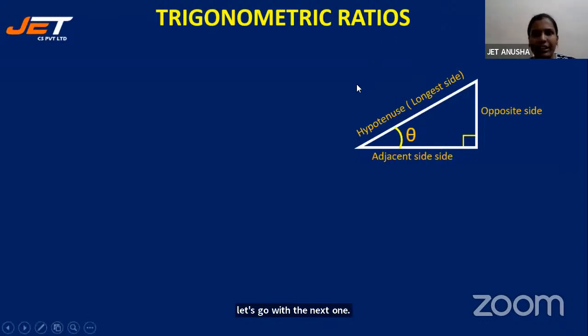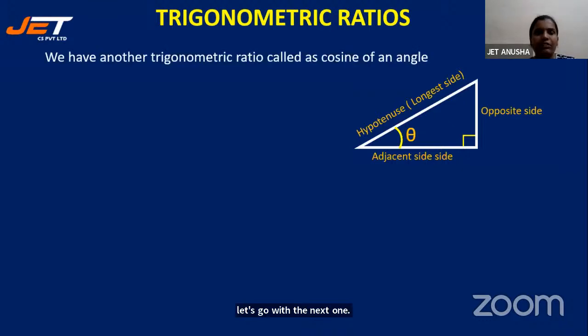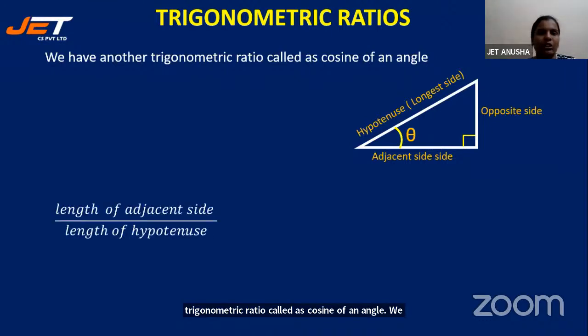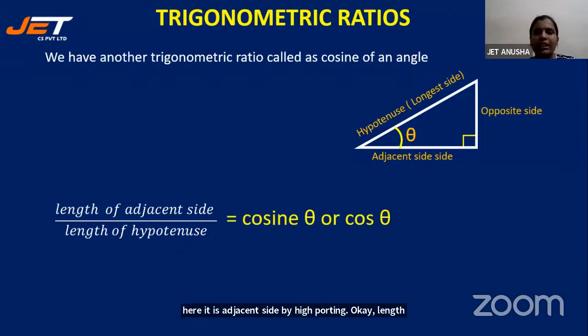So here again we are taking the same. We have another trigonometric ratio called cosine of an angle. We will generally call it cos theta, right? The value is nothing but length of adjacent side by length of hypotenuse. Here for cos theta, the formula changes. It is adjacent side by hypotenuse. This is nothing but cosine theta, or simply we will call it cos theta.